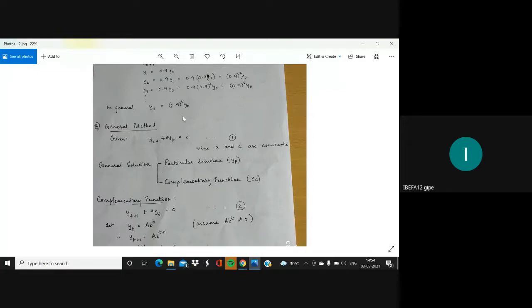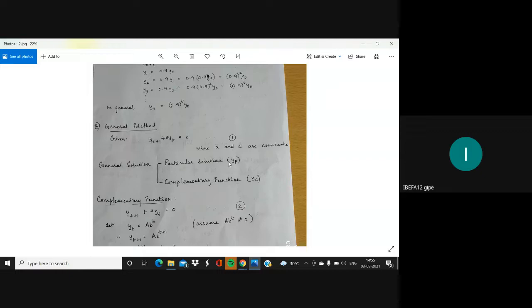So now for any difference equation, so far you'll have been able to follow it. The two solutions are slightly different. Now the general method: if you're given a general representation of a difference equation, let it take this form, yt plus 1 plus ayt is equal to c, where a and c are assumed to be some constants. Now the general solution for this difference equation can be broken up into two parts. One is called a particular solution or particular integral. The other is called a complementary function, and they're denoted by yp and yc.